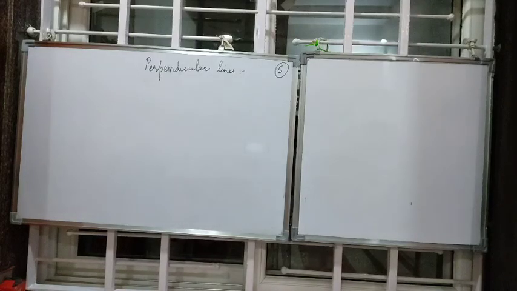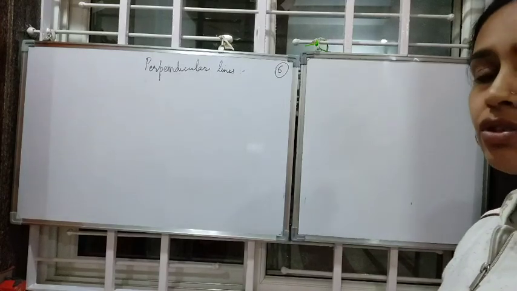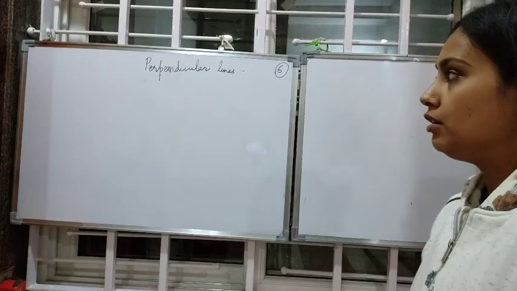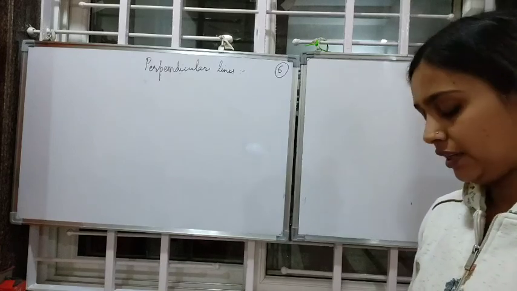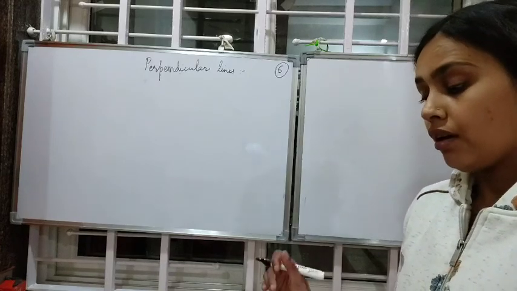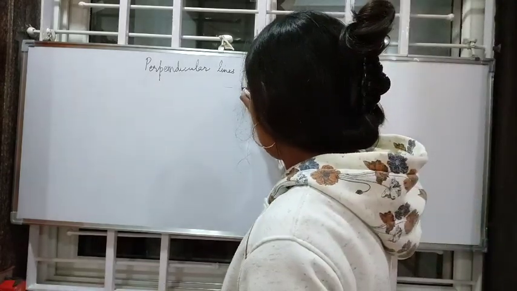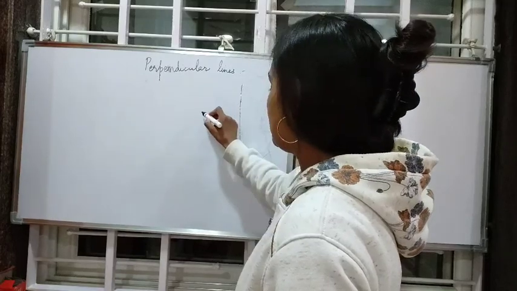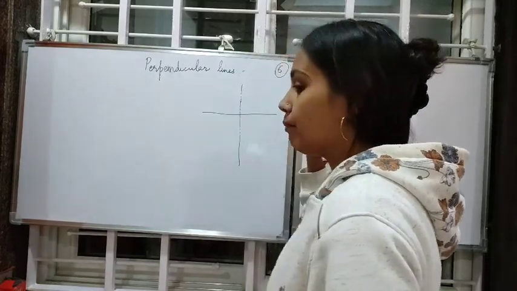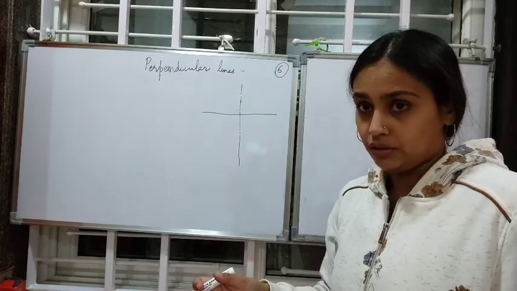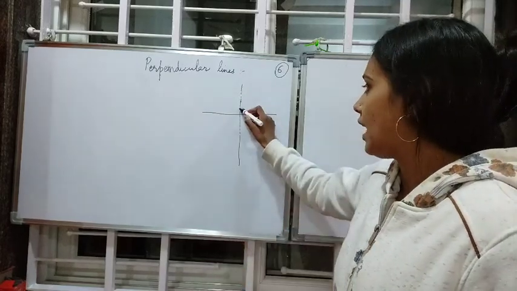Children, now we will start with the perpendicular lines, that is, the construction of perpendicular lines. Before starting the constructions, we should know what perpendicular lines are. What are perpendicular lines? Lines which intersect each other or bisect each other or cross each other at right angles.